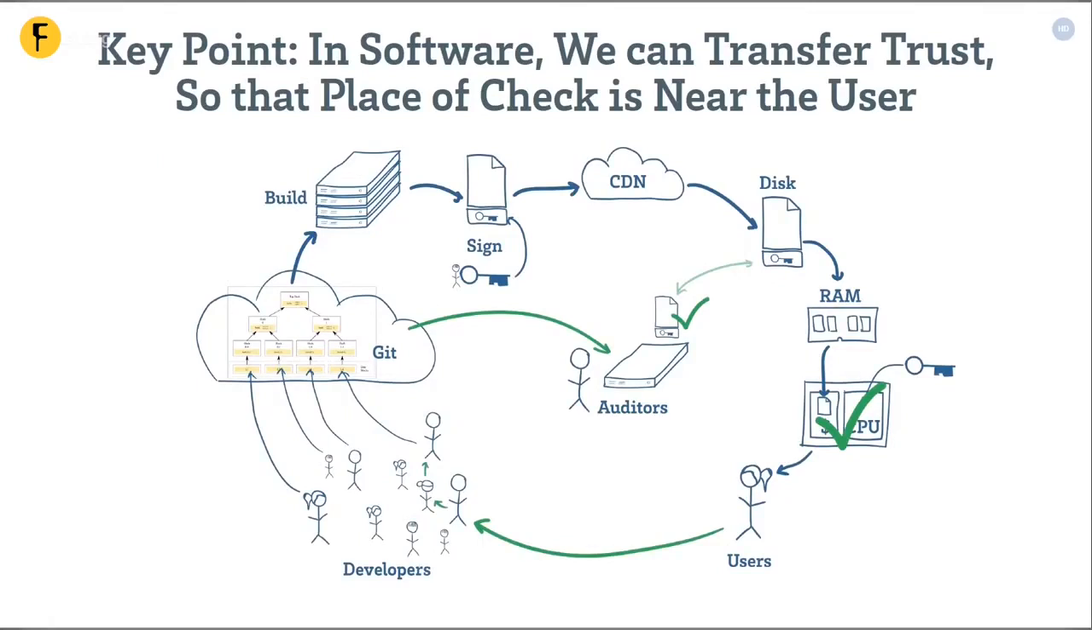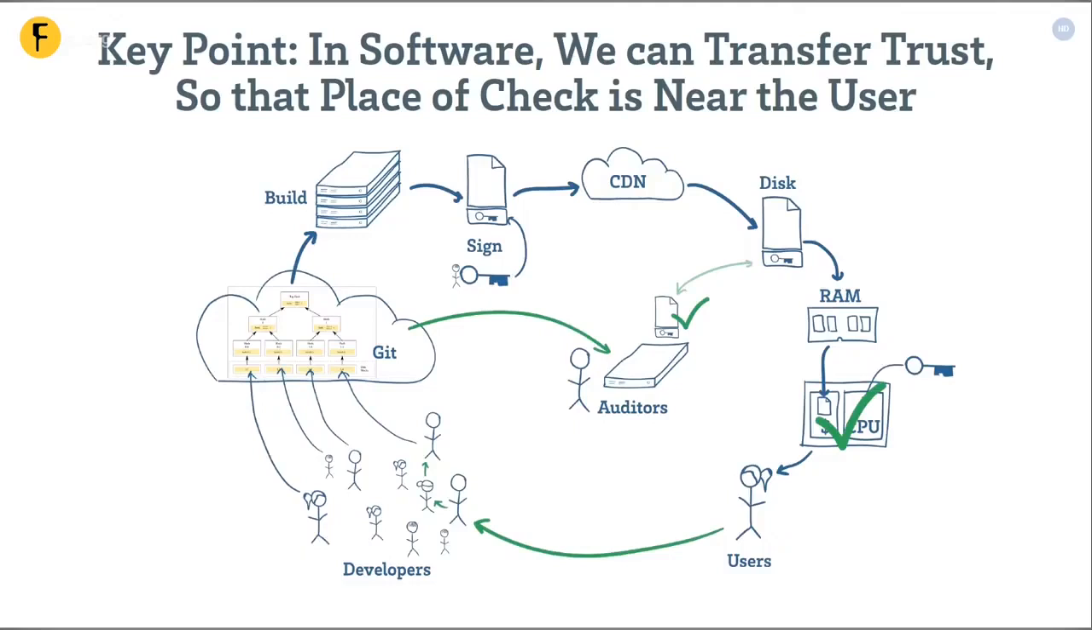And so the key point is that in software, we have this ability to transfer trust so that the place of check is near the user. In the software development cycle, maybe we have some developers who are in the community, maybe you even know some of them, and they're working in Git, and they use Merkle trees to make sure that everything is attached to a commit. It then goes to the cloud and some build infrastructure. We don't even know who's there. It could be some malicious people who even run that.